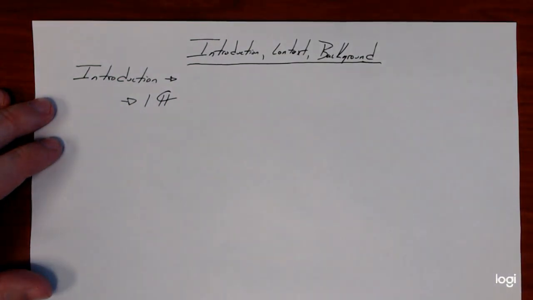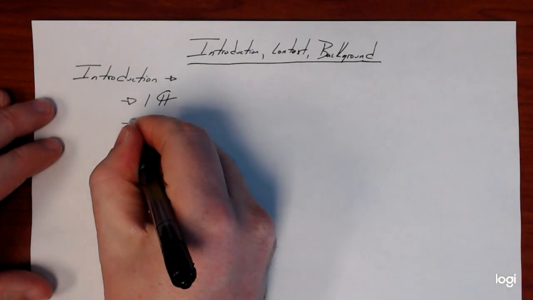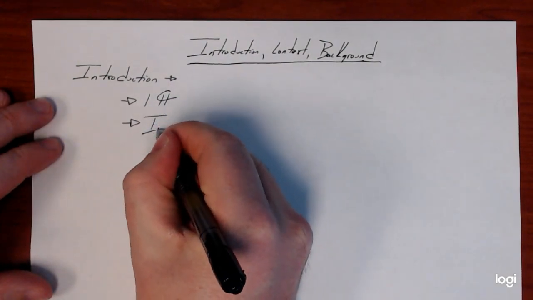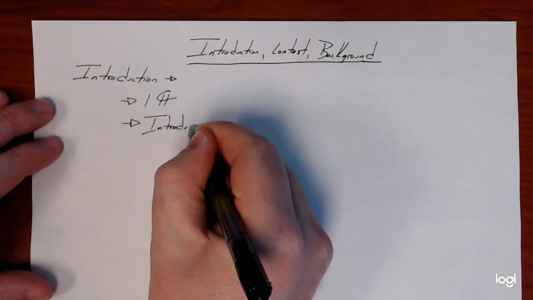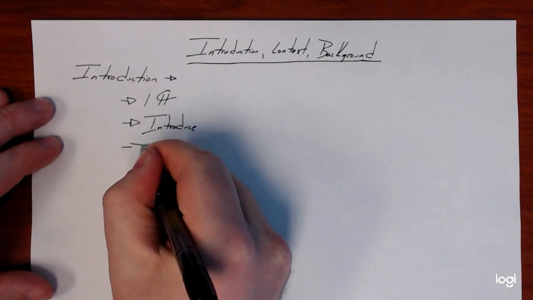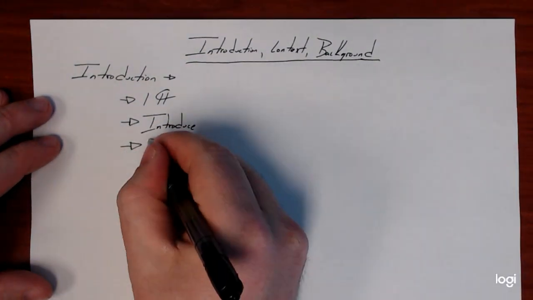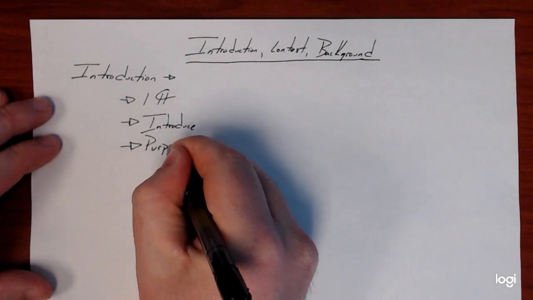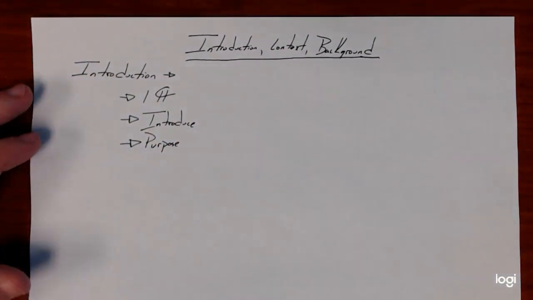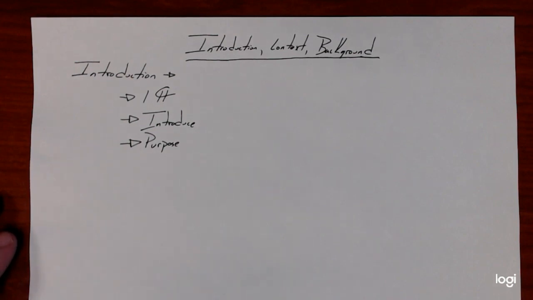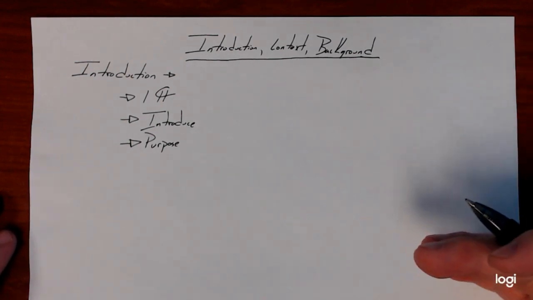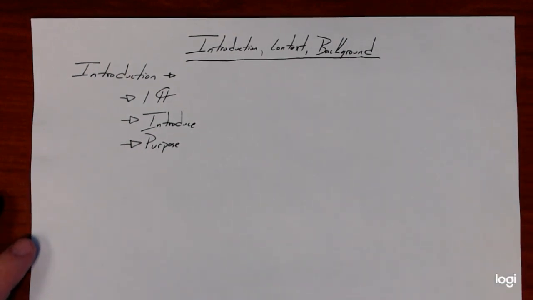And it's really just going to do exactly what it says. We're just going to introduce what we're doing, and we are going to then also create our purpose for the literature review, right? So the purpose is going to be to review the literature in this area.